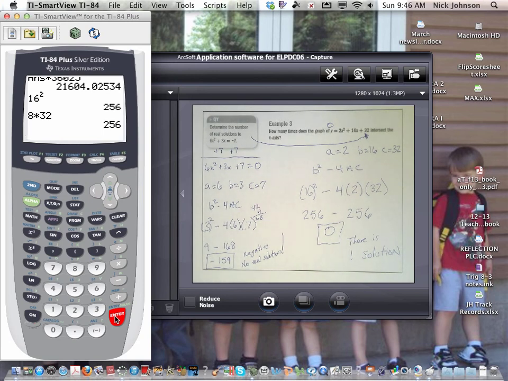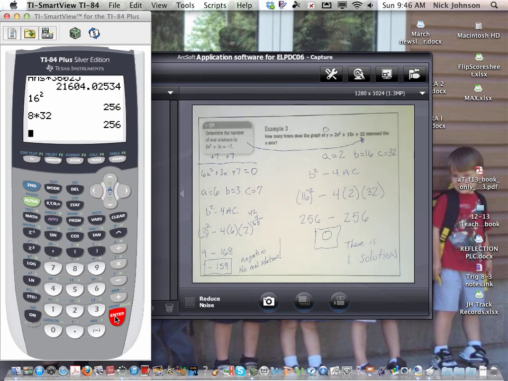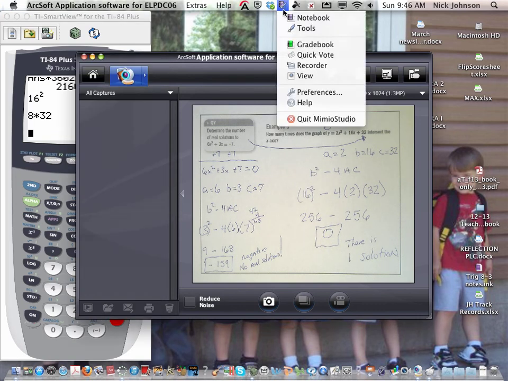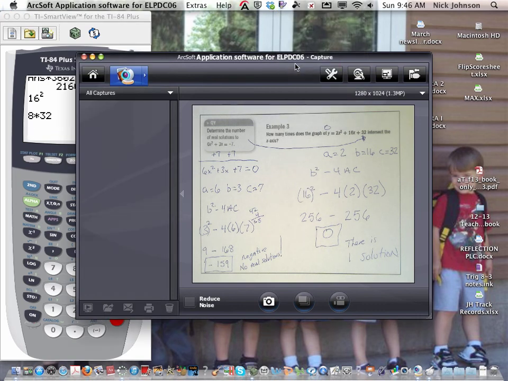Okay? That's all I have for you today. Those charts that I gave you on what b squared minus 4ac equals, positive 2 solutions, equals 0, 1 solution, negative, no real solutions, you need to memorize those. Okay? We'll have a quiz on it at a later date.